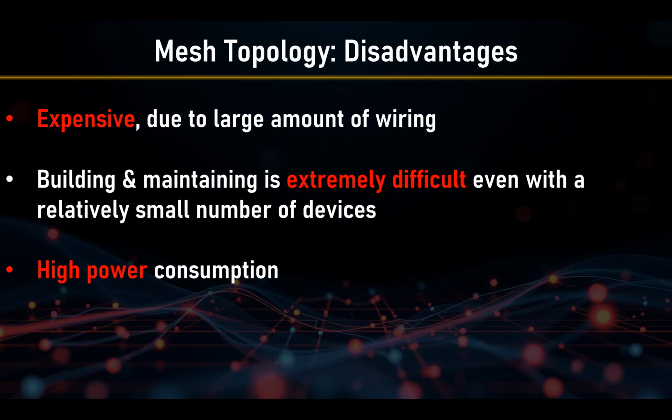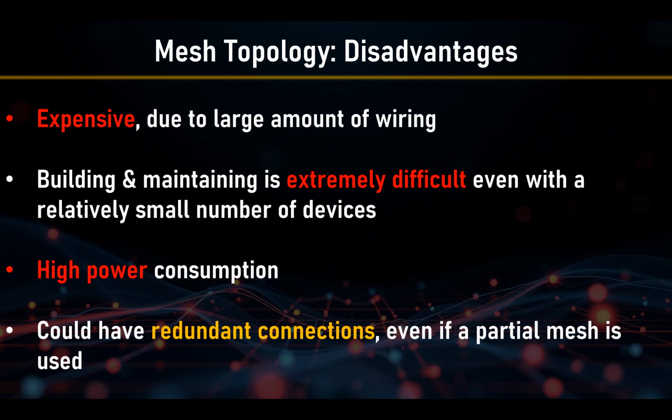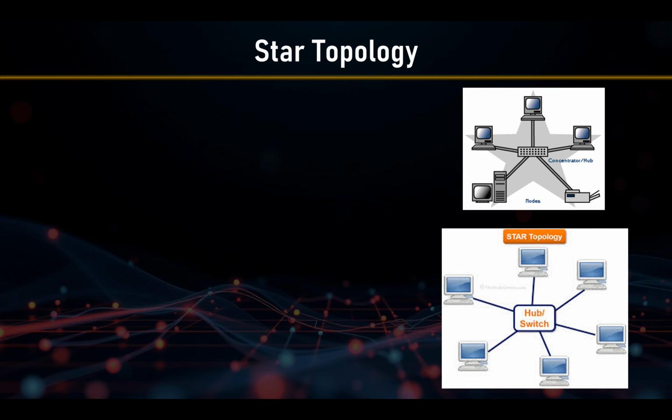Right, high power consumption again, well, lots of wires, lots of data being sent. You could have redundant connections, even if a partial mesh is used. So maybe you have a connection from device A to device B, but that doesn't actually send much data. So I guess you also have to monitor this quite frequently, to check whether you actually need all these connections, or could you remove some of them to save money, for example.